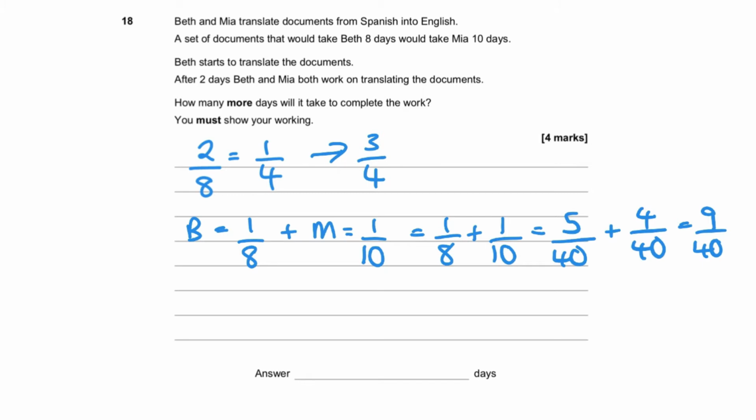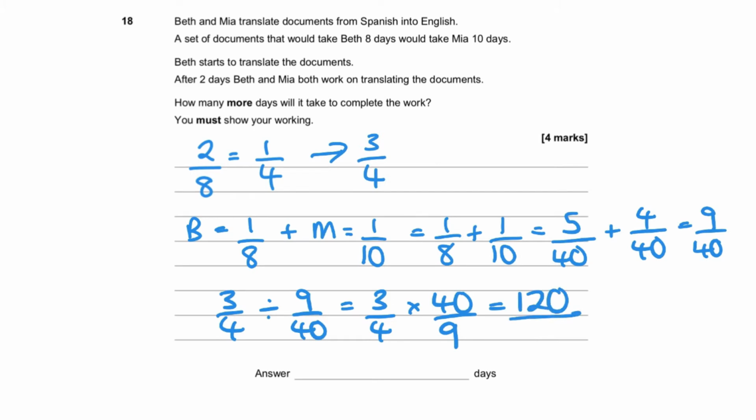So to work out how long it will take them to do the remaining 3/4 of the work, we need to see how many 9/40 there are in 3/4. So 3/4 divided by 9/40. So to divide fractions, we know that we need to times them and flip the second one over. So that will give us 3/4 times 40/9. So that makes 120 divided by 36. So we can write that as a mixed number. We can write it as 3 1/3. So with the girls working together, it's going to take them 3 1/3 more days to finish the work. So it's going to run into 4 days.